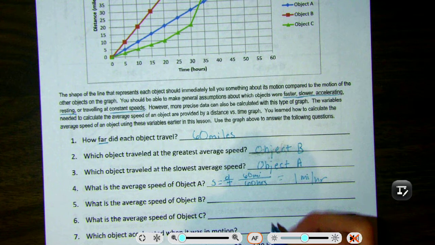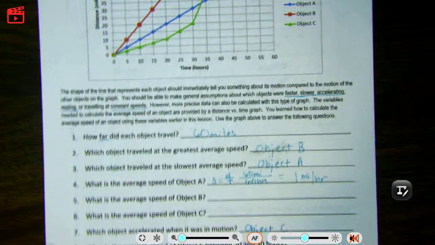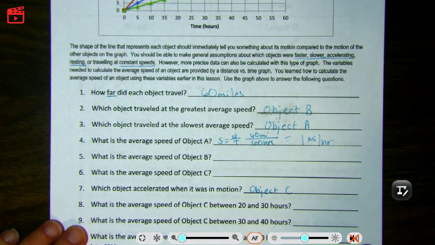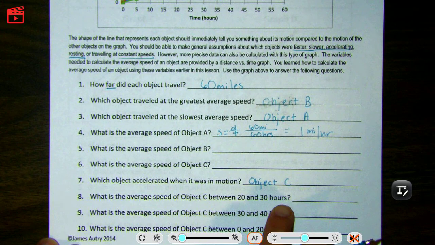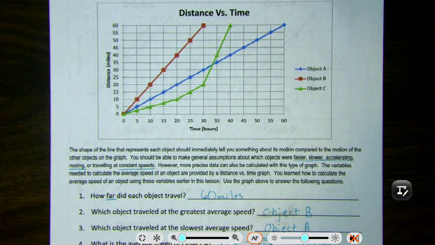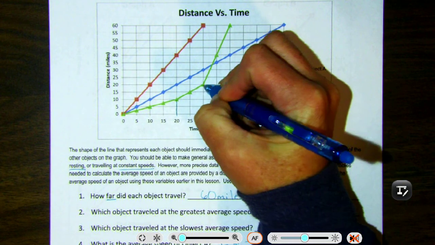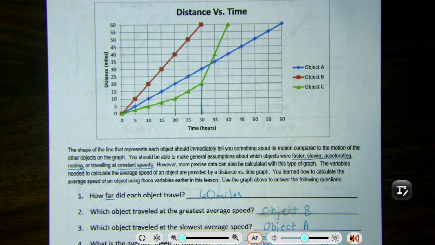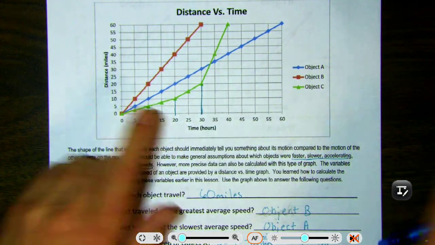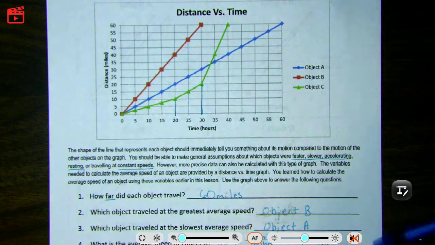So object C, because it had a curve. Was the average speed of object C between 20 and 30 hours? So now it's given us a time frame in this one, 20 and 30 hours. So if I come up here, it wants its average speed in 20 and 30 hours. So I still have to find the total distance and the total time within this time frame now. Now I'm not worried about what's over here, right? I'm just worried about between that 20 and 30 hours with my line.